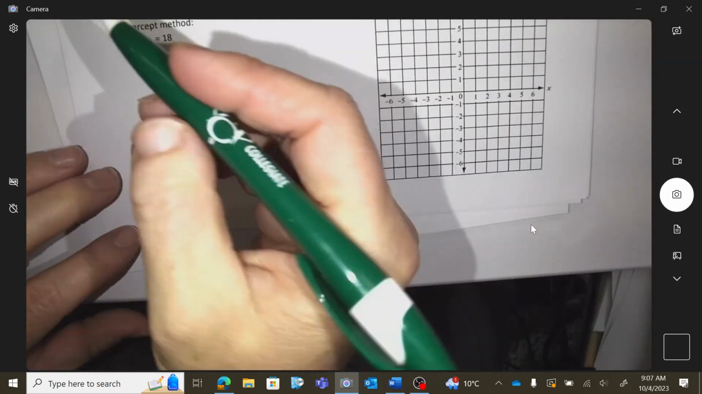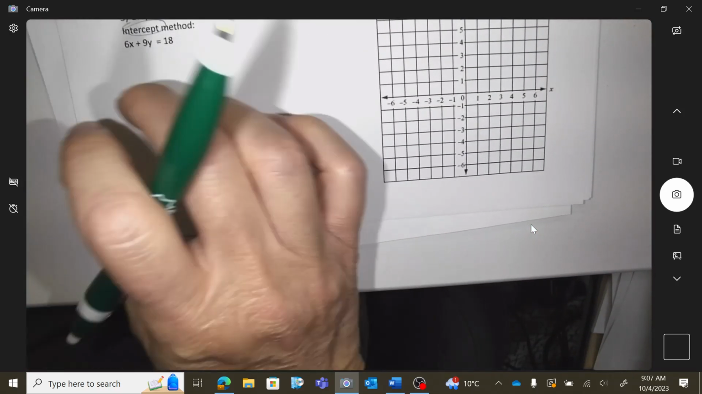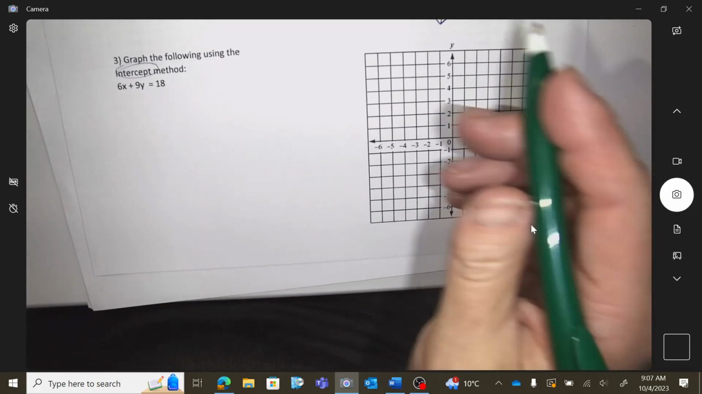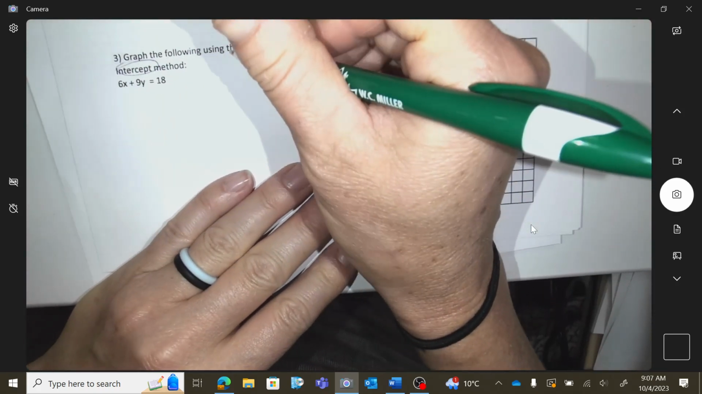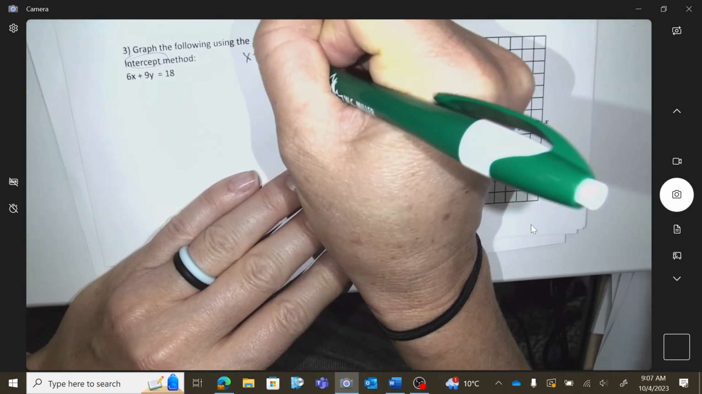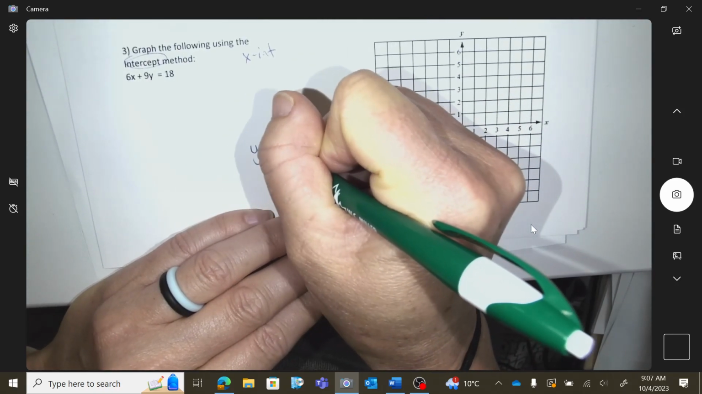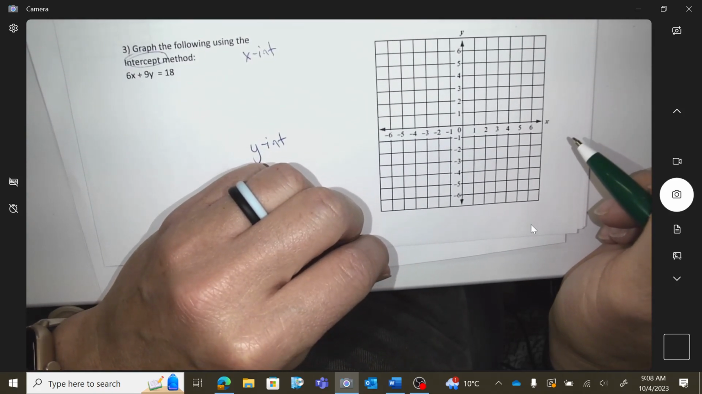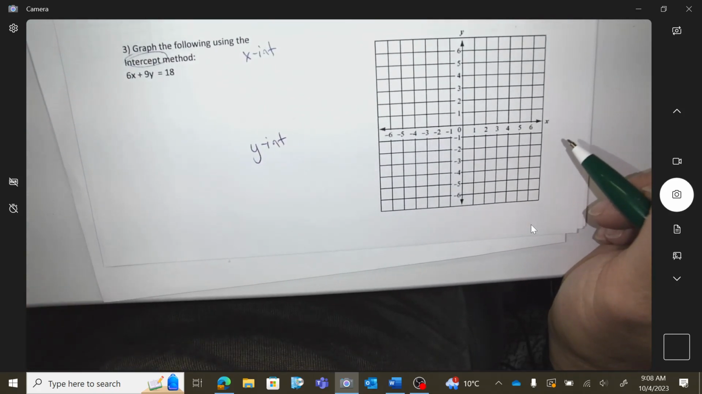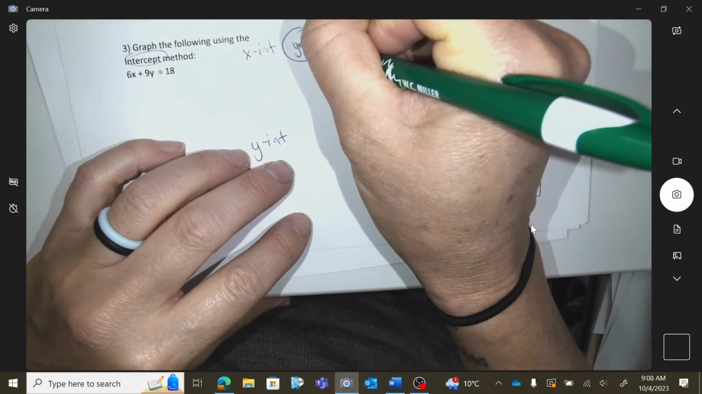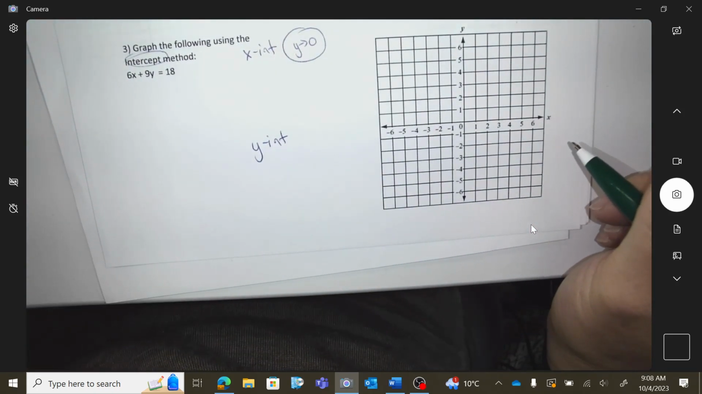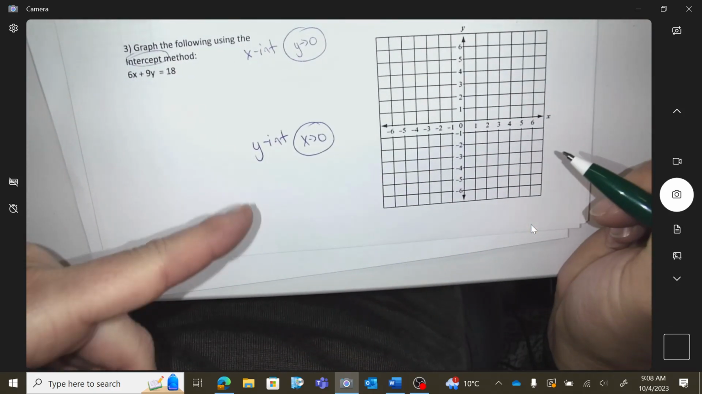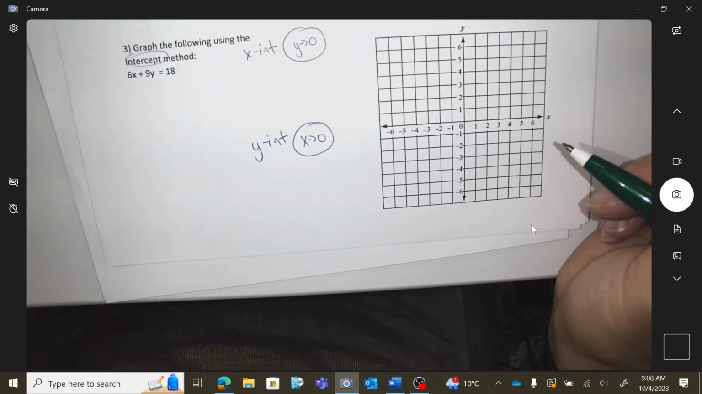Then we had what we call the intercept method. Please don't mistake this for the slope intercept method. That's something different. This is just intercepts. So I want the intercepts. So I'm going to want the x-intercept and I'm going to want the y-intercept. That's what the process is. So to get an x-intercept, we would make the y 0. And to get a y-intercept, we would make the x 0. So that's the idea.